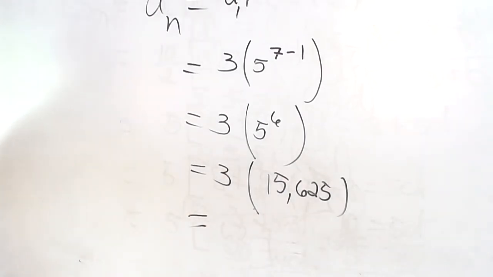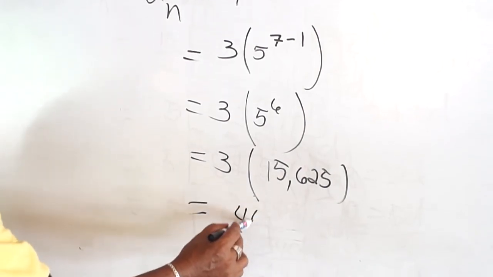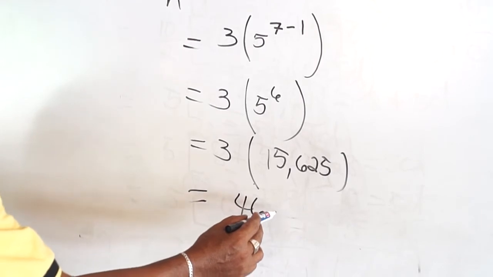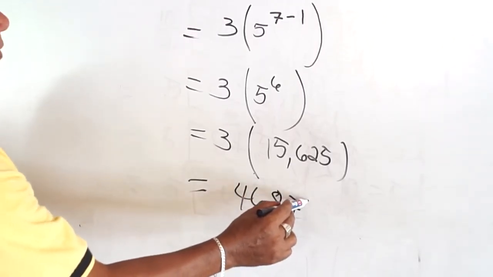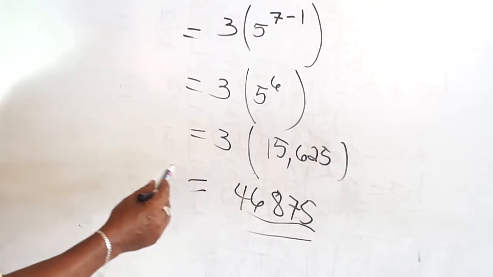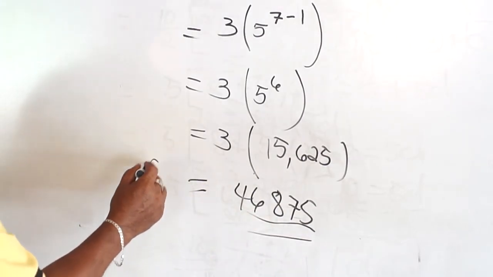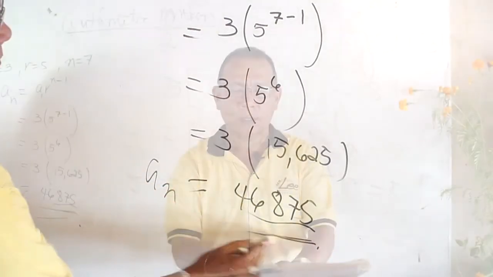15,625, multiply it by 3. So the product is 46,875. Okay, so this is now the last term of the geometric sequence.